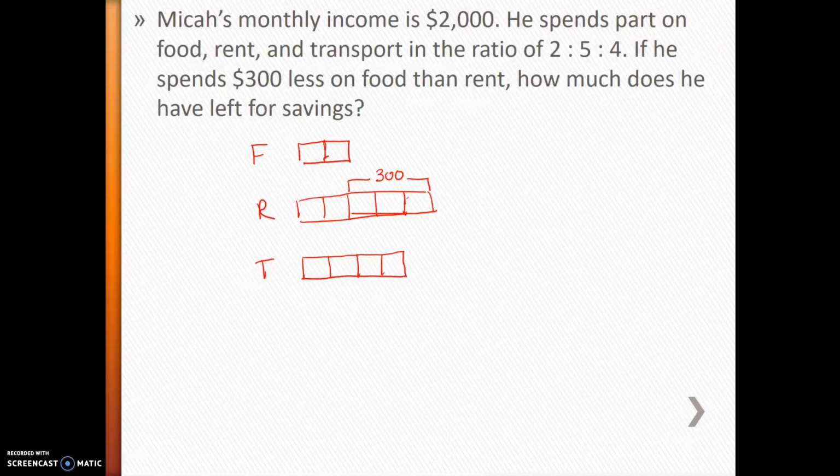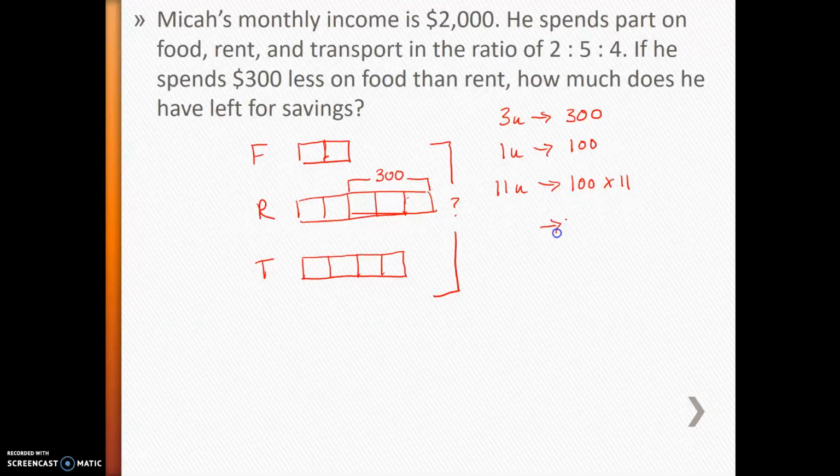And we want to know how much he has left for savings. But let's see first how much he spends. So if 3 units equals $300, 1 unit equals 100. Now let's figure out how much he spends. He spends, let's see, 2 plus 5 is 7, plus 4 is 11 units. So 100 times 11 is $1,100. Okay, that does not answer our question, does it?